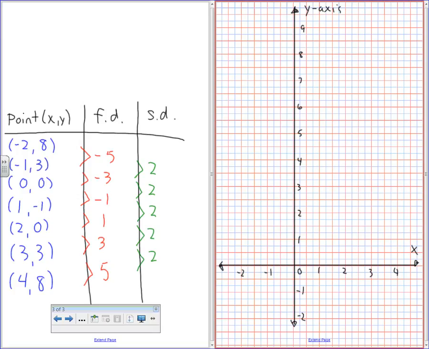Okay, now we're just going to plot the points. You guys should have these on your paper hopefully soon, okay? So negative 2 and 8, I'm going to put way up here. Negative 1 and 3 is going to be here. 0 and 0 is going to be here. 1 and negative 1 is going to be there. 2 and 0 is going to be there. And 3 and 3. And 4 and 8. That is a beautiful thing.